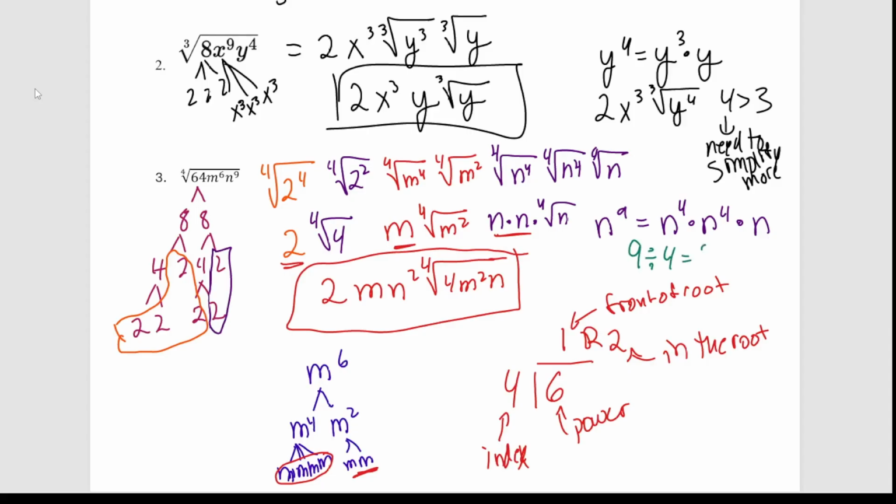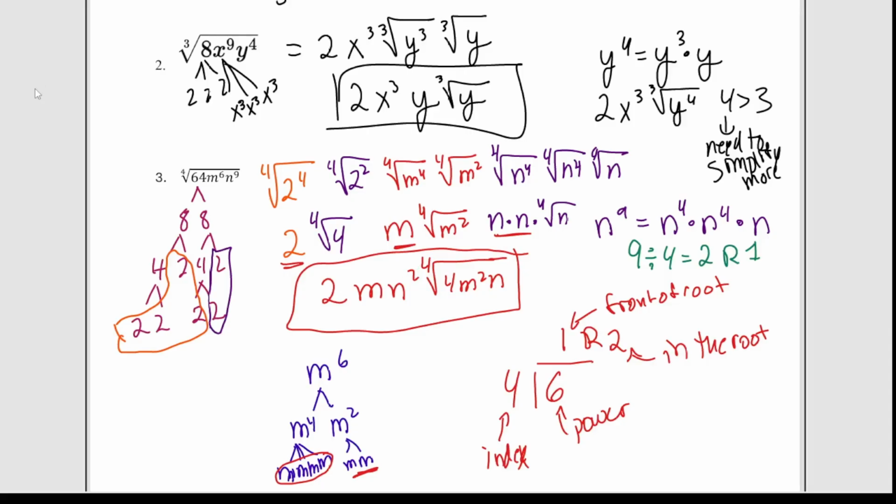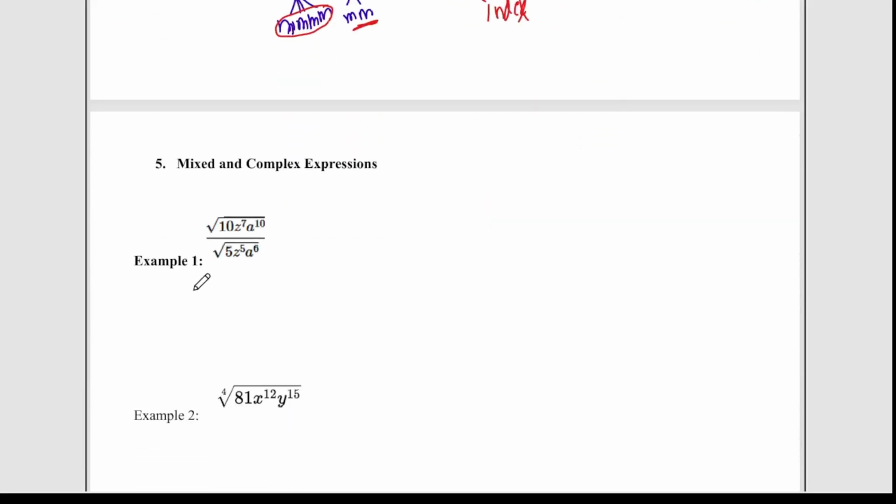4 does give you 2 remainder 1. So that 2 remainder 1 would be exactly there on the n's. So the remainder goes underneath the root, and that answer ends up going in front of the root, how many times it goes in evenly.